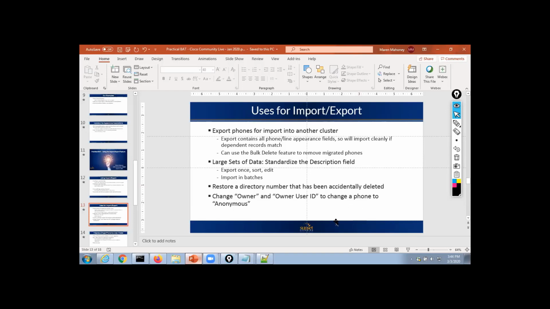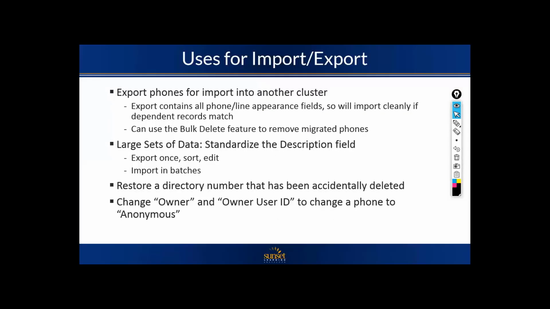Who has questions about how to work with import-export, or do you have other questions about the bulk administration tool that I might be able to answer for you? Would it work for the export-import process if I need to change DNs from 7 digits to E164 format?